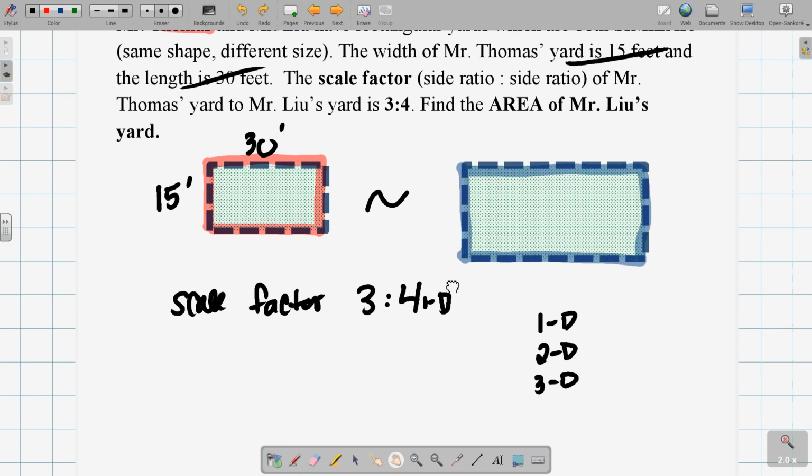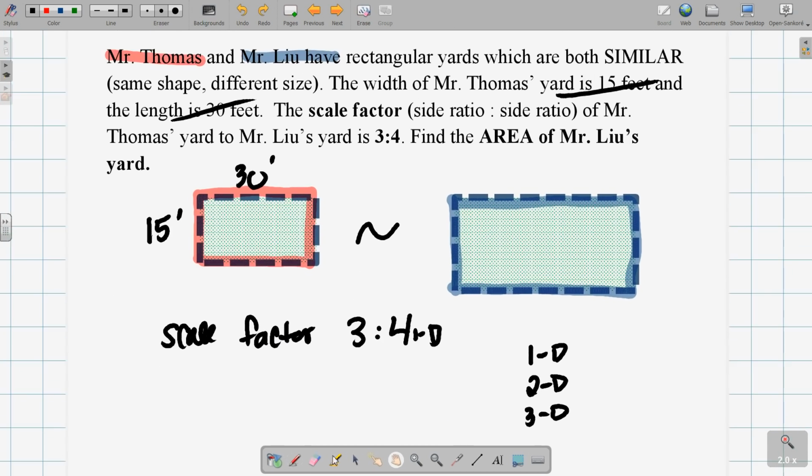And I notice I have a change in dimension. I have side length 15 and 30, but I'm being asked for the area. Side length is a one-dimensional concept. Area is a two-dimensional concept. So we're going to get our ratios over here. Our first dimensional ratio is 3 to 4. Technically, that's 3 to the first, 4 to the first.